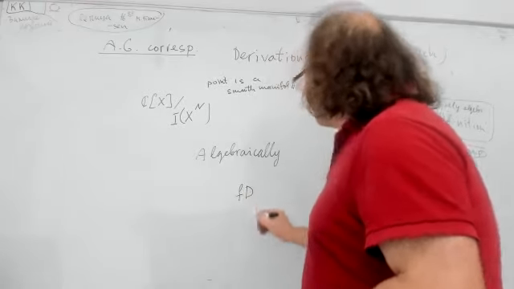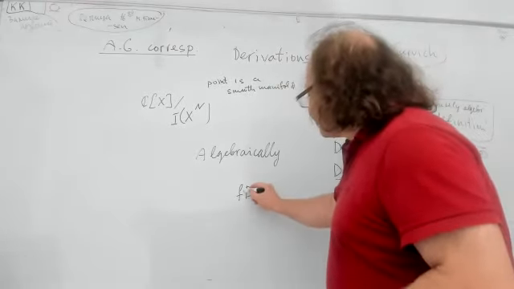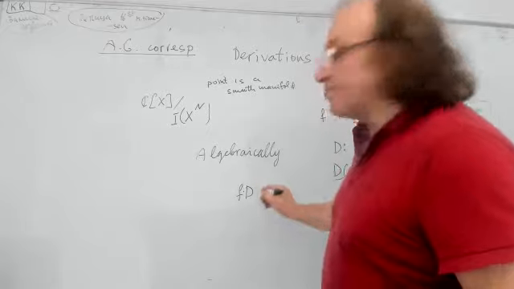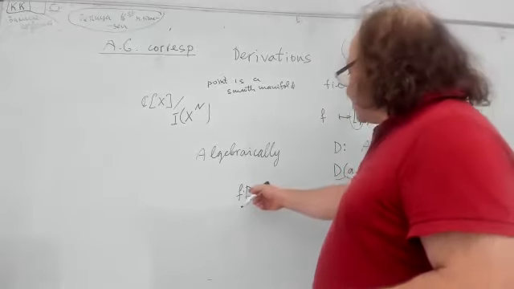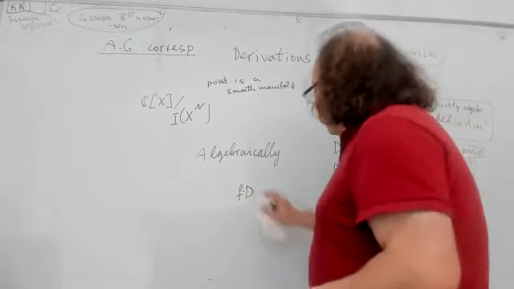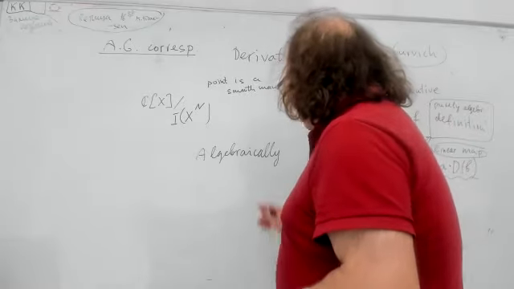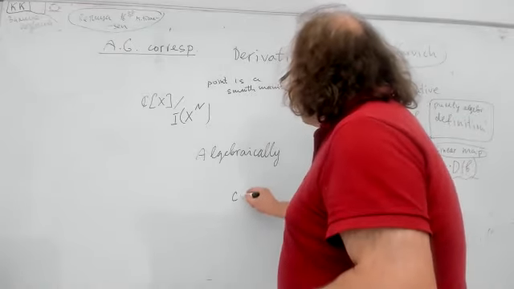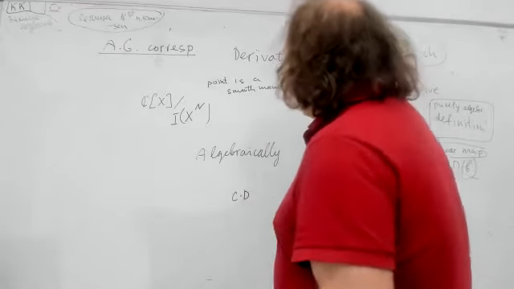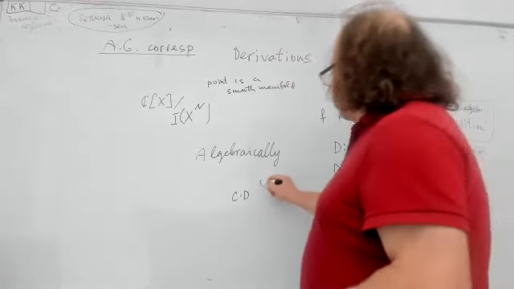F of D. I consider composition: multiplication by a function, an element of the algebra, C times D. Claim: it is also a derivation.